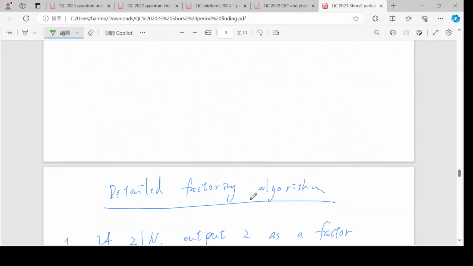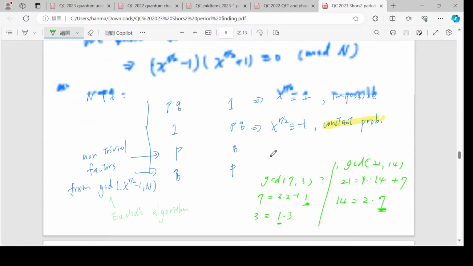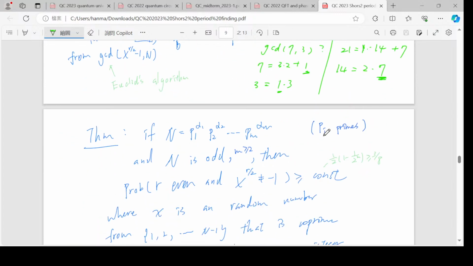Now to go to the detailed factoring algorithm, first we have a theorem to say that all the constant probabilities work out. Here we have two criteria to have things work out. We say we have a composite number, so it has a whole bunch of primes to some power multiplying together. And if it satisfies two criteria, first it's an odd number, and second it has more than two different prime factors.